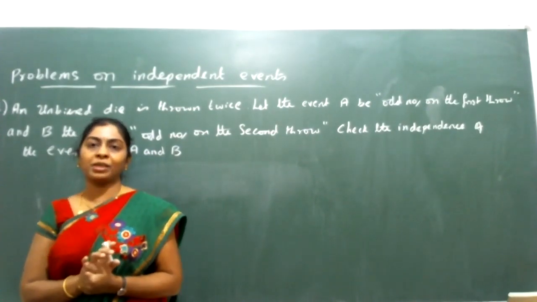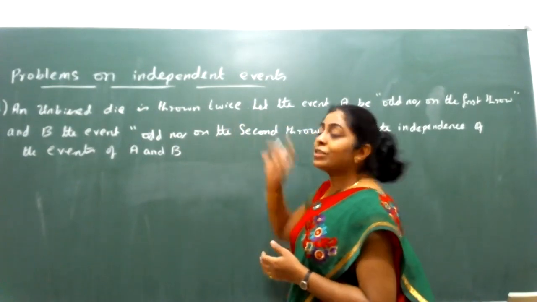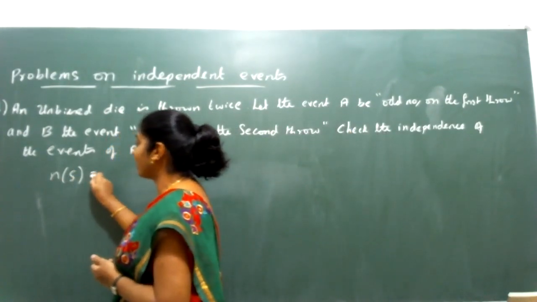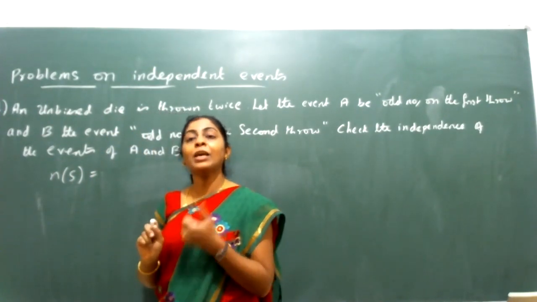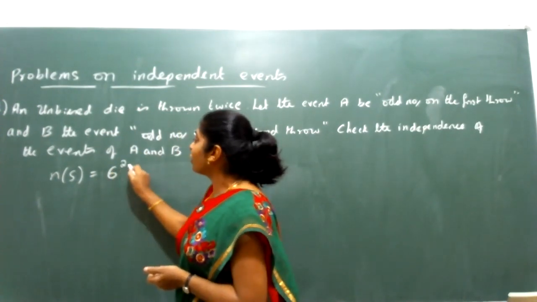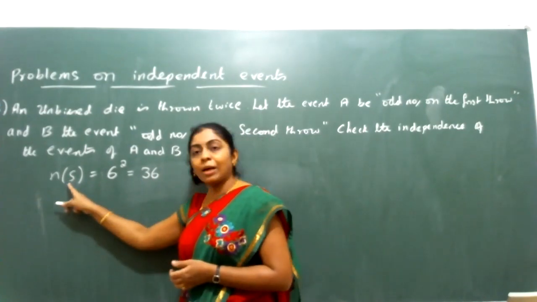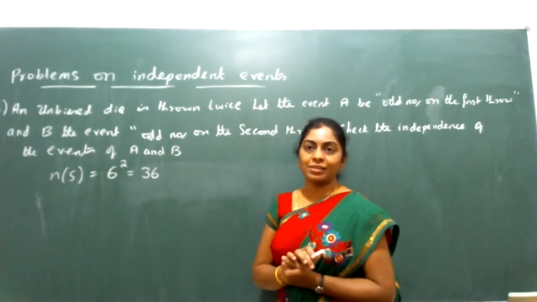Now, what is the random experiment given? The random experiment is a die is thrown twice. So here, when I consider the sample space, it is a die, which has 6 faces. How many times is it thrown? Twice. So 6 squared, that is nothing but 36. So the total number of elements in the sample space is 36.